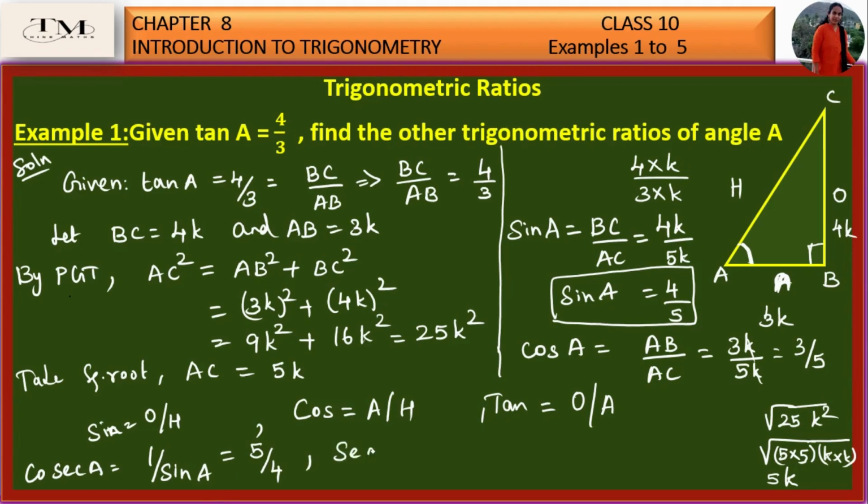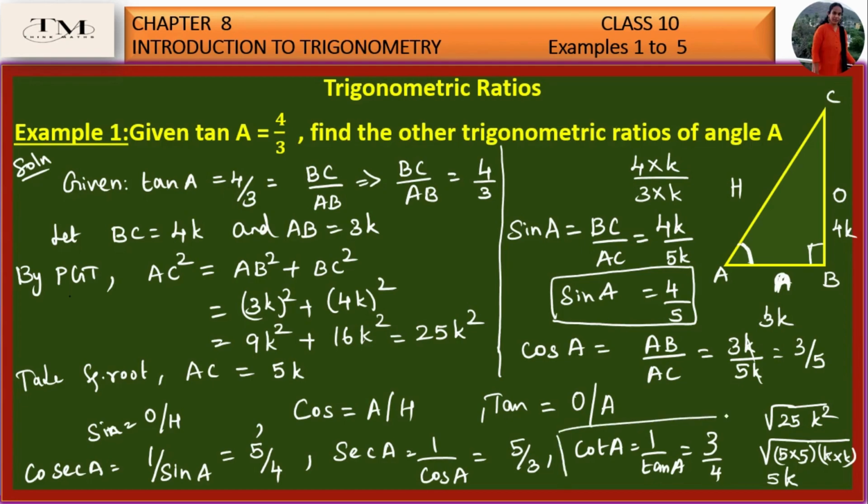So secant A is nothing but 1 by cos A. So what is the inverse of cos A? 3 by 5 will become 5 by 3. So cot A is equal to 1 by tan A. So what is tan A? Tan A is equal to 4 by 3. Inverse of 4 by 3 is 3 by 4.